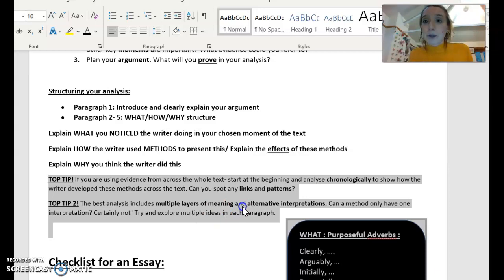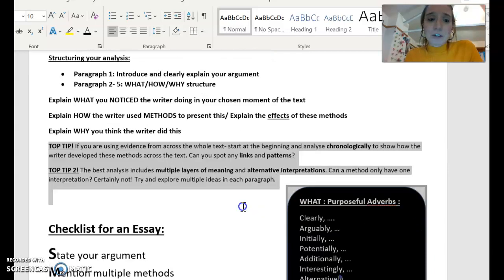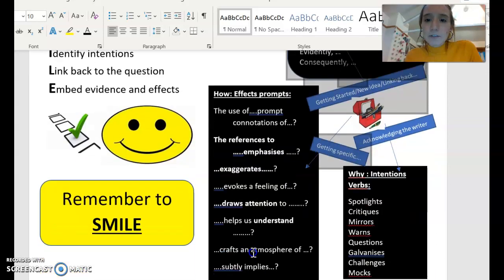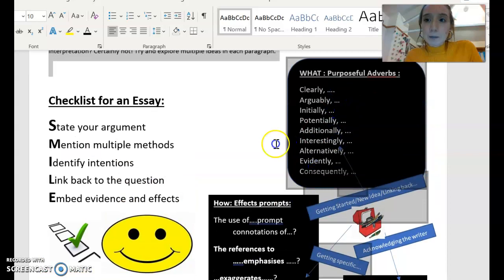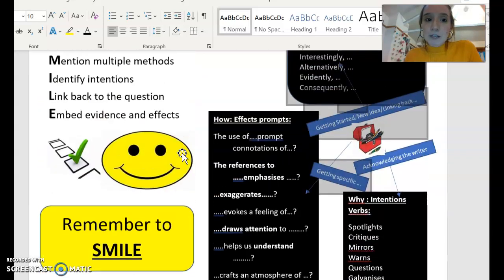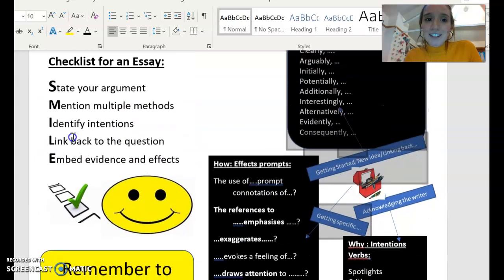You could put some of your quotes down and think, okay, what could I say about this? Which word would I pull out? Those would all be excellent things to do in advance. I've got my little prompts here for you: adverbs to help you start your sentences, effects prompts to unpack your evidence, and intentions verbs. And then this is our little checklist.